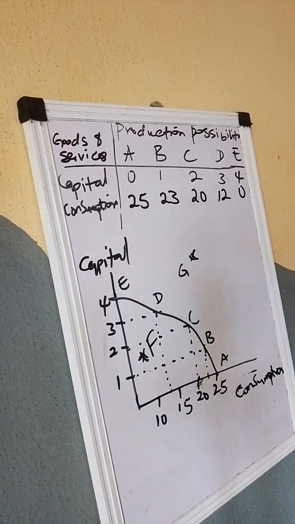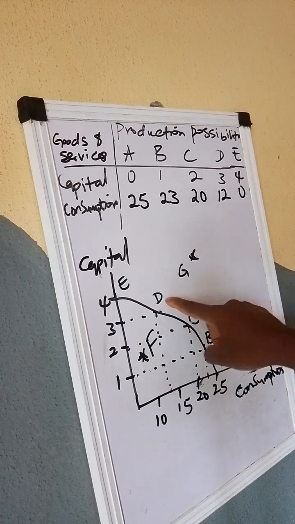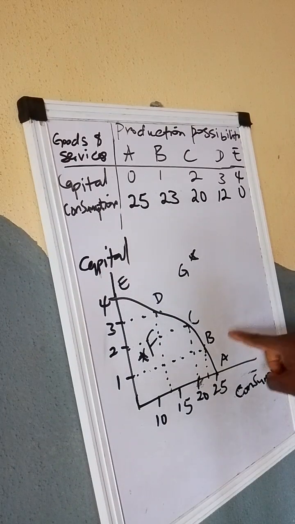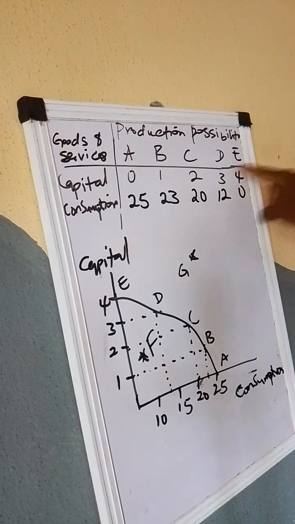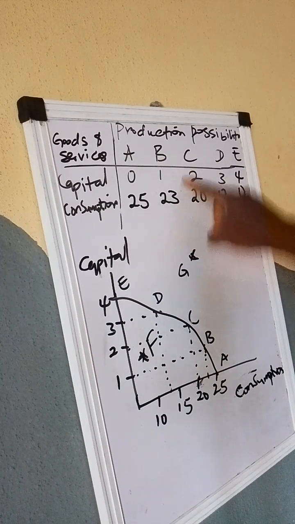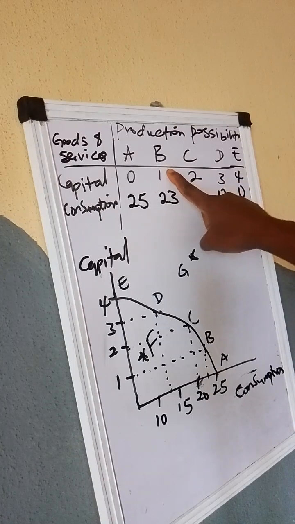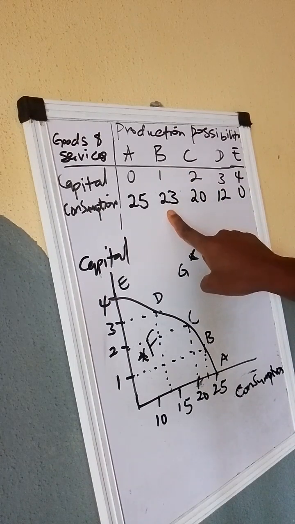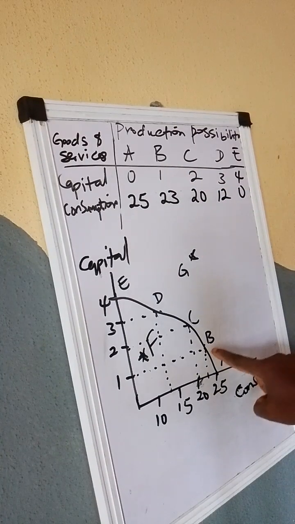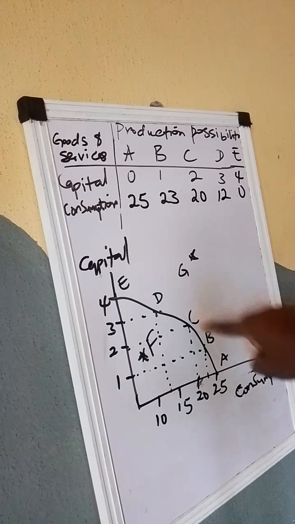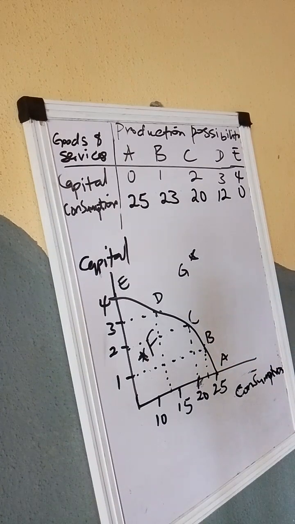Now, in this curve, you discover that you have points A, B, C, D, E. Now, let's start from point B. At point B, look at it here. At point B, the country is producing 1 capital good and 23 consumption goods. Now, a country can move from one point along its PPC curve to another point. What does that imply?